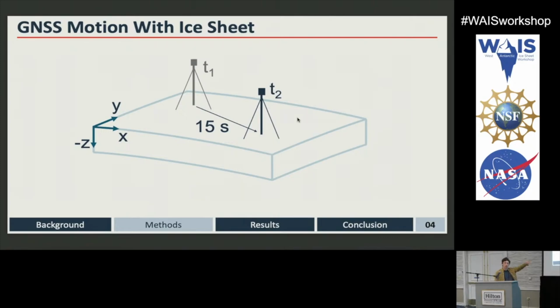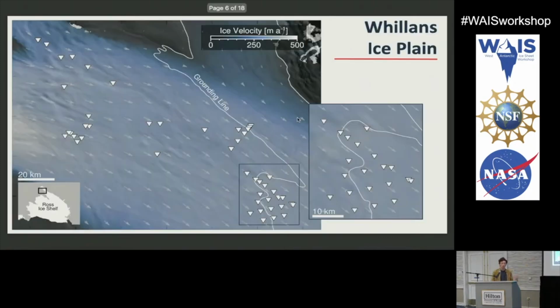So if you think of that cartoon, and now we're looking at it in map view, I'm looking at Whillans Ice Plain in the southern Ross Ice Shelf. We have the ice flowing from the left, crossing the grounding line, which is moving back and forth with the tides, and going onto the ice shelf, which is flexing up and down with the tides. And each of those white triangles is a different GPS station that's been part of one of the field campaigns that's been going on in Whillans for over 11 years, 2007 to 2019. So we have this wealth of data and are able to better understand the processes of what's going on.